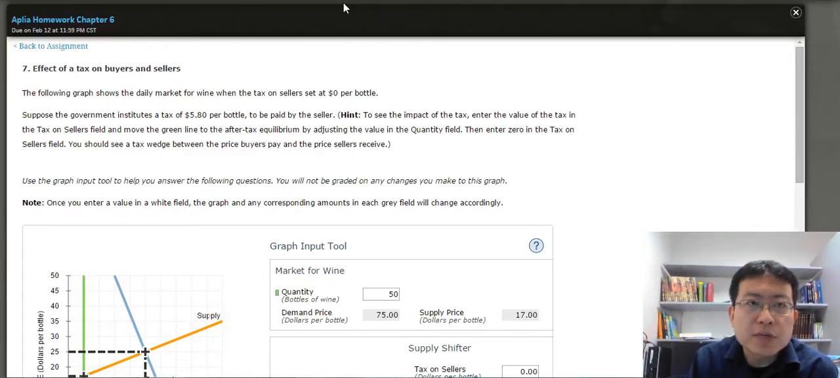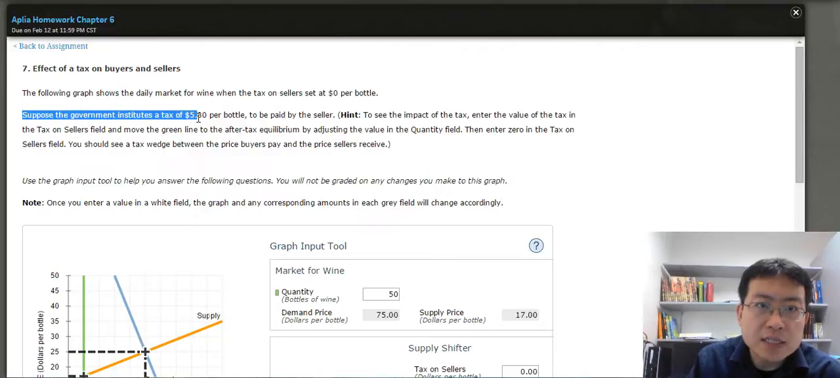Class. In this video, I'll show you how to do number 7 on your chapter 6 applied homework. So the question started that the following graph shows the daily market for wine when the tax on seller is set at $0 per bottle. Suppose government want to institute a tax of $5.80 per bottle to be paid by seller.